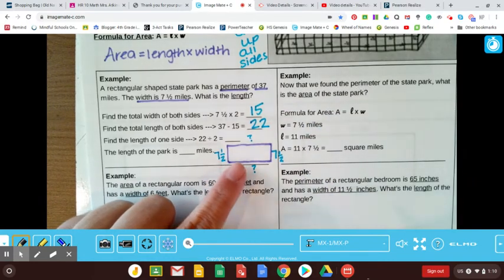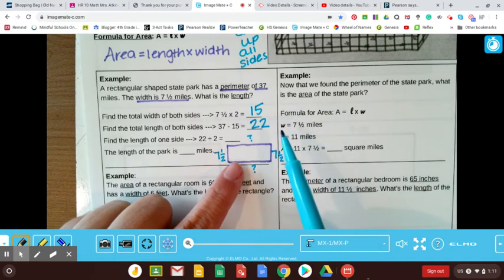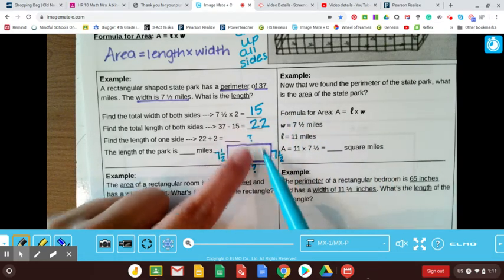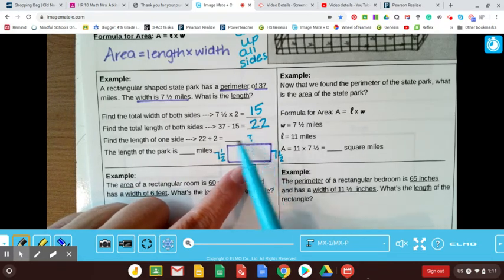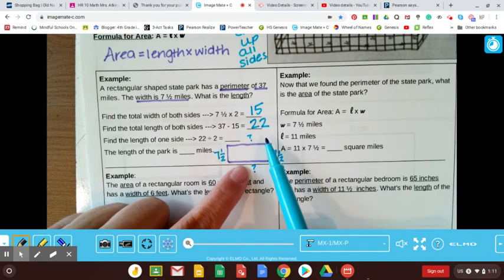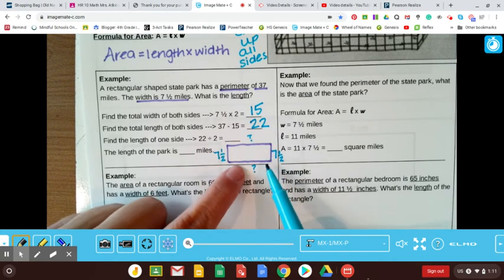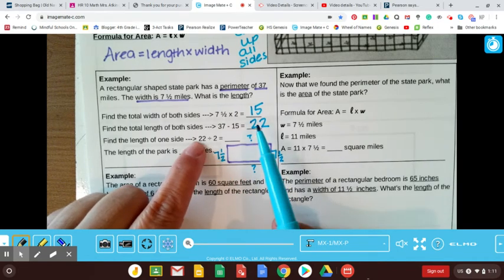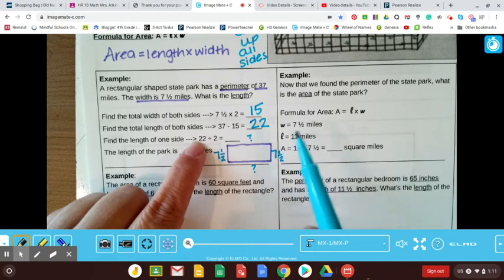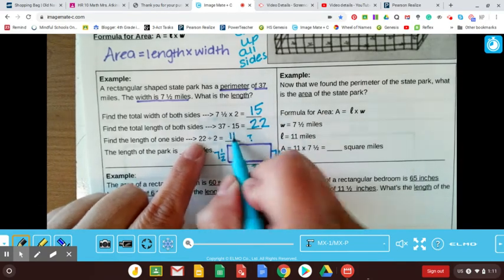All right. Now, some people might think that 22 is the final answer. Oh, your length is 22 miles. But that actually gives us the length for both of these sides combined. We need to just find out what one of the lengths are. So what we need to do is, since they are opposite equal, we know that we can just divide by 2. We can split that 22 in half, and we would be left with 11.